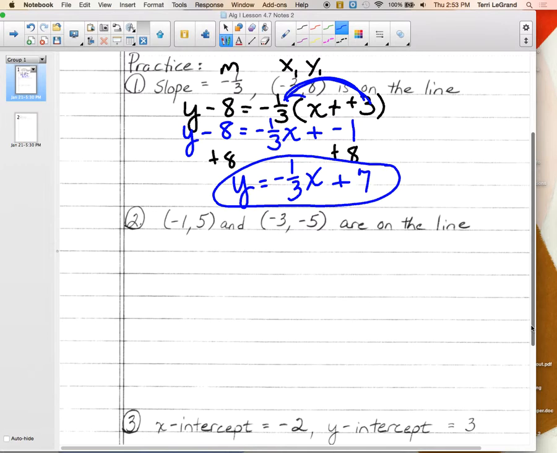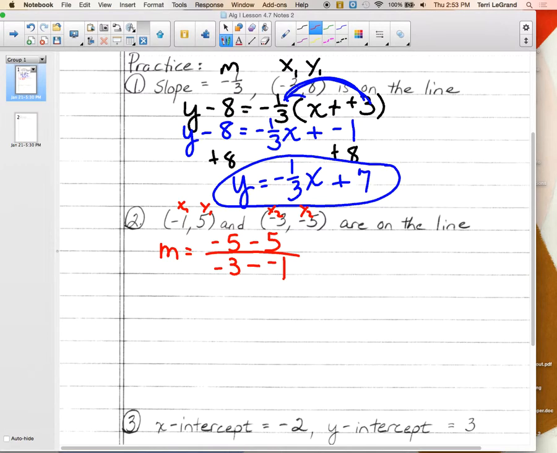Okay, let's look at the next one. They give us 2 ordered pairs. What do you think we have to do first? Find the slope. So we're going to have to use the slope formula, which is already in our memory too. So m equals, let's make this one x sub 1, y sub 1. Let's make this one x sub 2, y sub 2. So what are we going to have upstairs? Negative 5 take away 5. Negative 3 take away negative 1.